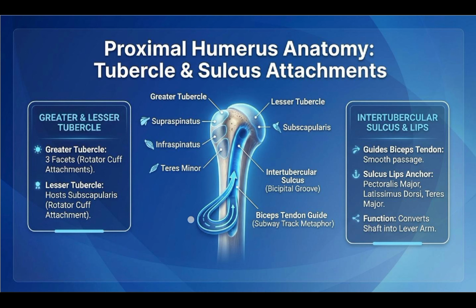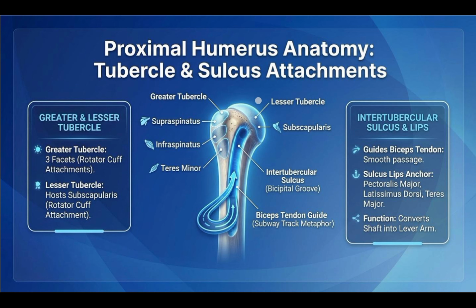Of these rotator cuff muscles, three are attached at the greater tubercle and only one is attached at the lesser tubercle. The three attached at the greater tubercle are SIT: the supraspinatus, the infraspinatus, and the teres minor, as you can see there. The only rotator cuff muscle attached at the lesser tubercle is the subscapularis. The subscapularis is the only muscle that attaches at the lesser tubercle.